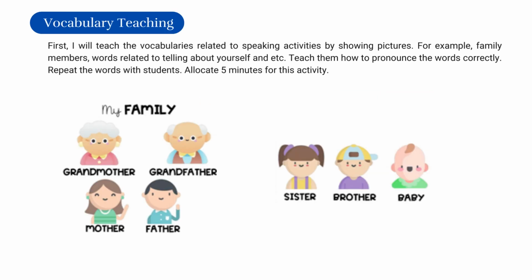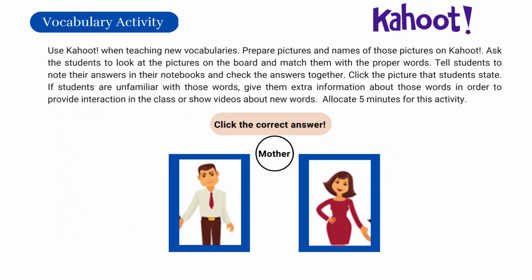And here is vocabulary teaching. Firstly, the vocabulary related to speaking activities is taught to students by showing pictures. For example, here as you can see, family pictures, and teach them how to pronounce these words correctly. And 5 minutes is allocated to this activity.